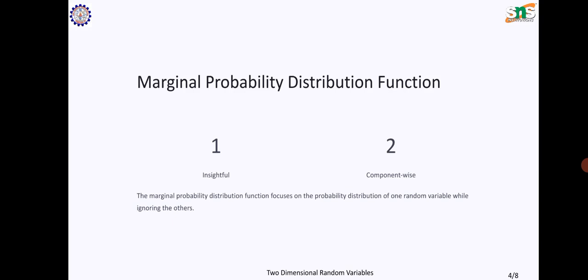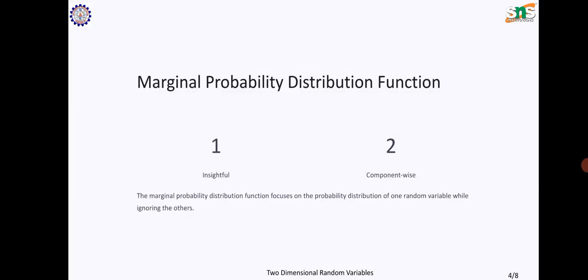We should know one-to-one transformation of random variables. Consider the random variable x is linearly transformed into another random variable. And then the marginal probability distribution function is insightful and component-wise.